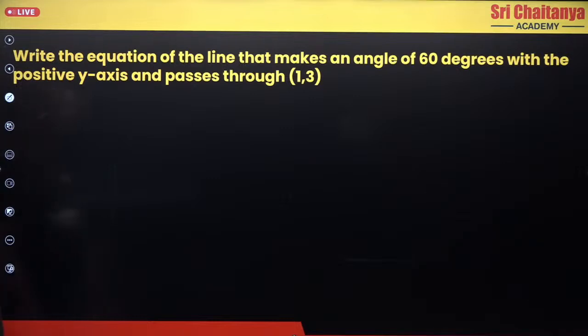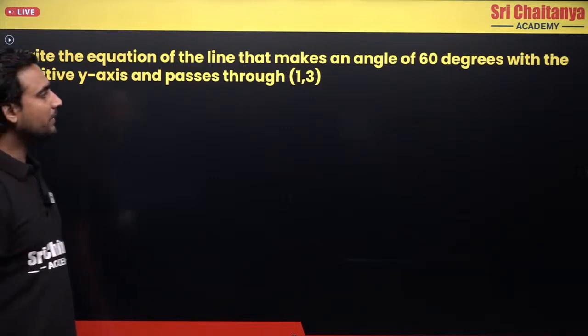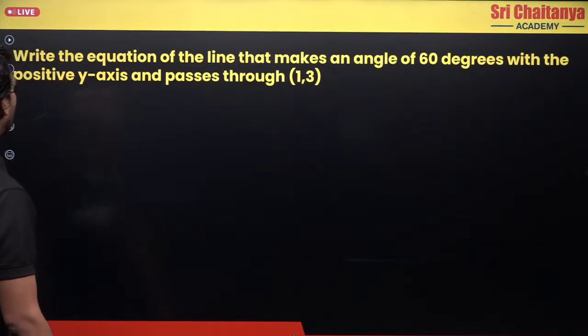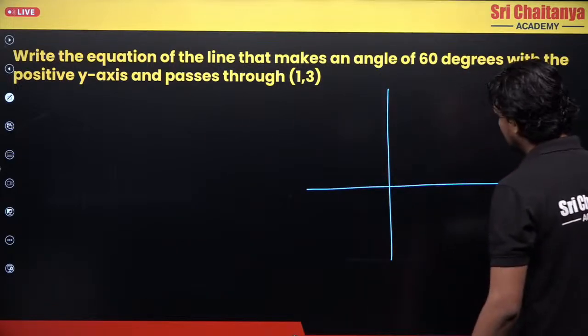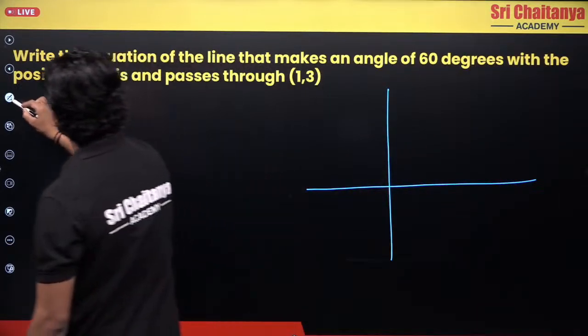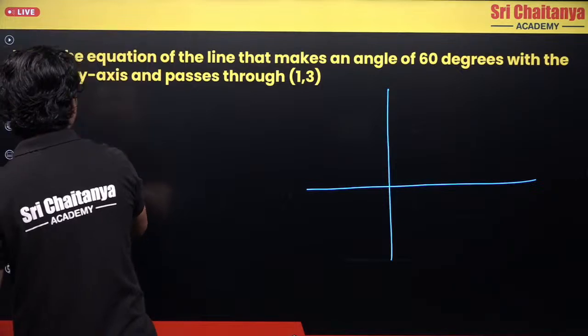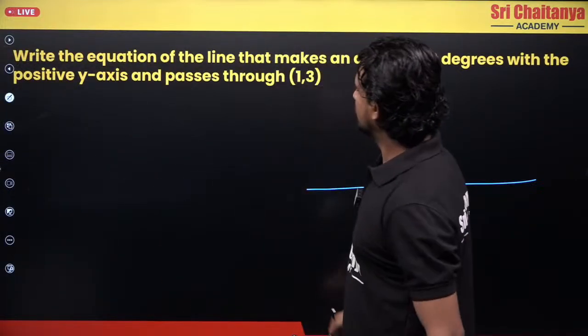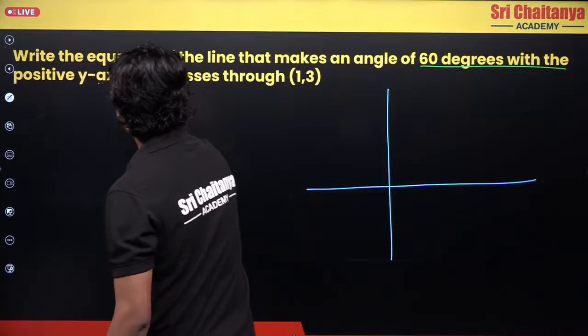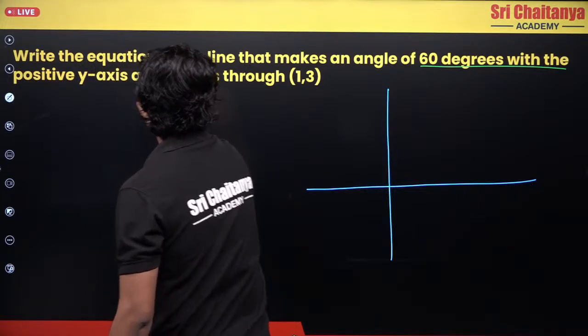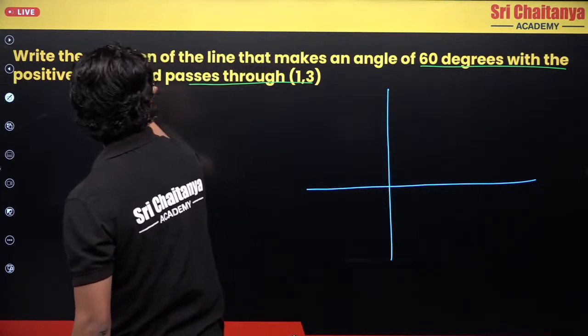It is given: write the equation of a straight line that makes an angle of 60 degrees with the positive y-axis. So let's first draw this. Okay, so basically what do you have? You have a straight line that makes an angle of 60 degrees with the positive y-axis, and passes through (1, 3).